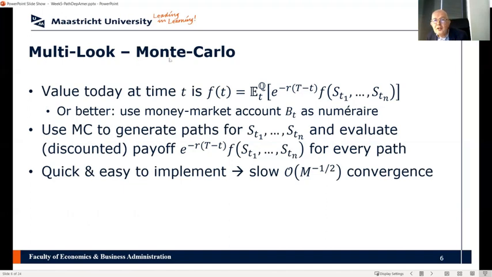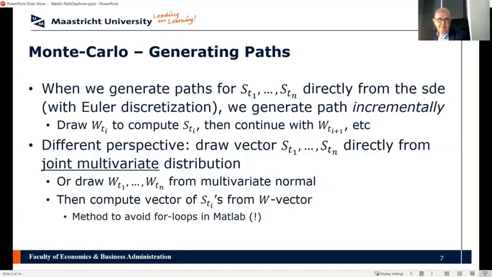So for these multi-look or look-back or maximum options, it is very quick and easy to implement in Monte Carlo. But the price you pay is that with Monte Carlo, you always have this 1 over square root of M, where capital M is the number of paths that you generate. This 1 over square root of M type of convergence.